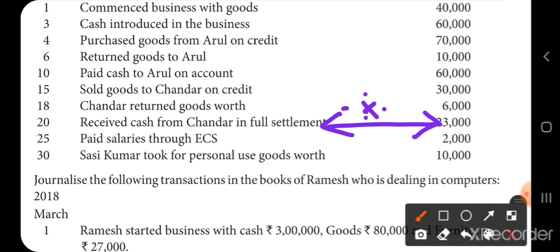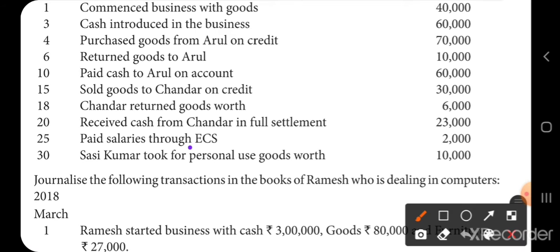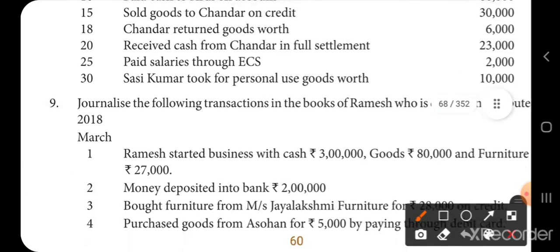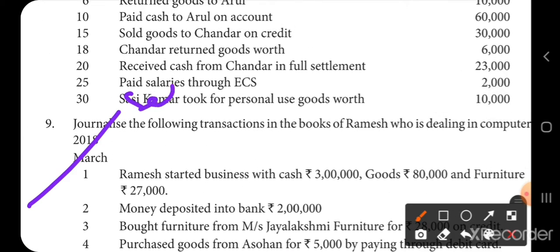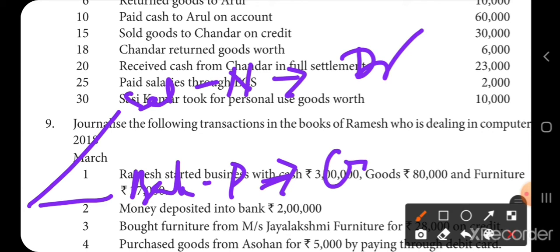Next, paid salary through ECS, electronic clearing system. So what are the two accounts involved? Salary account and bank. Bank is a personal, representative personal account. Salary is an expense, nominal account. Debit all expenses and losses. And here for the personal account, the rule is credit the giver. Who is giving the salary? The bank. So the entry will be salary account debtor to bank.